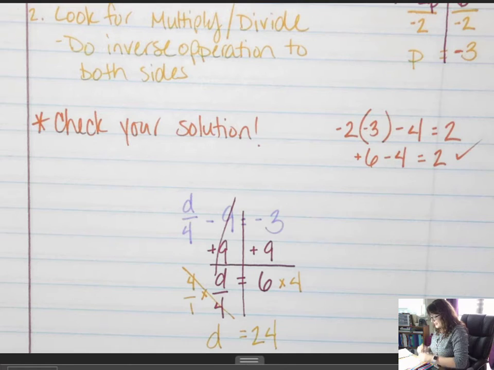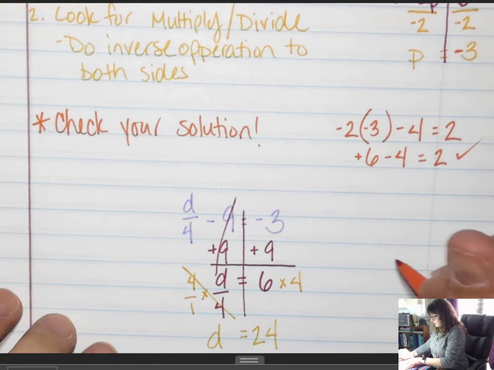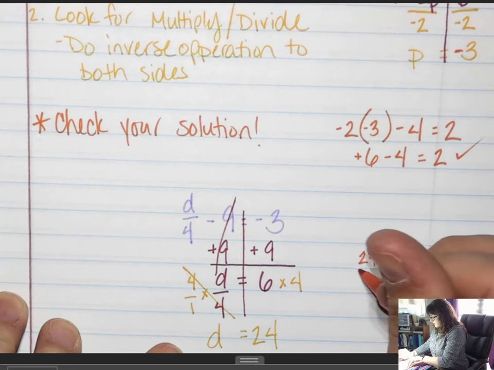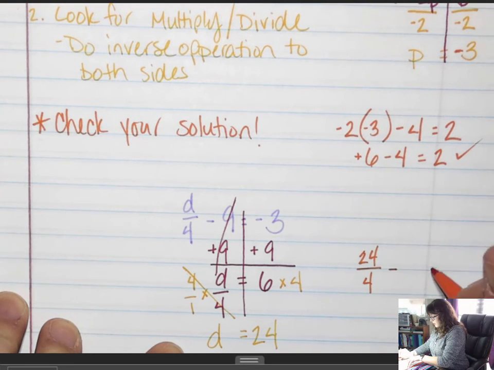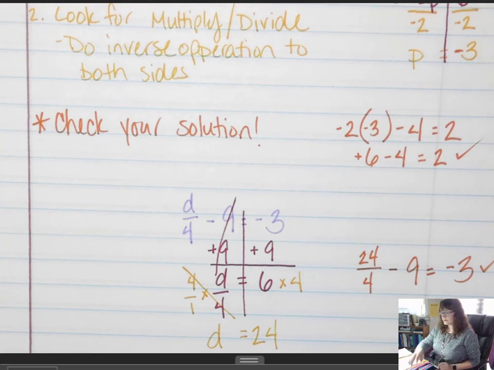Now, I want to take the time to check it. So what is 24 divided by 4? 6. So 24 divided by 4 is 6. And what's 6 minus 9? -3. So it works. Yay. That's it.